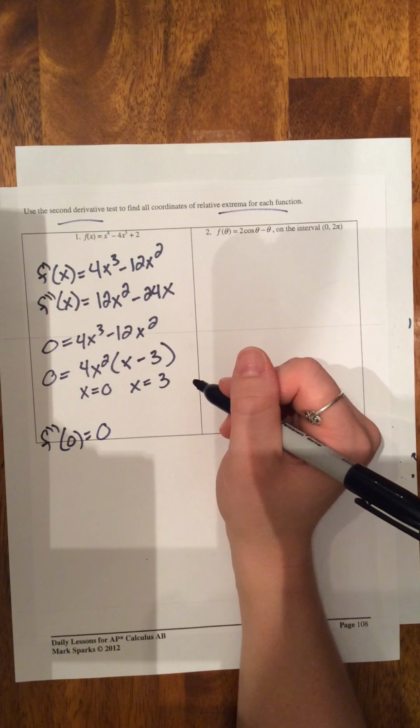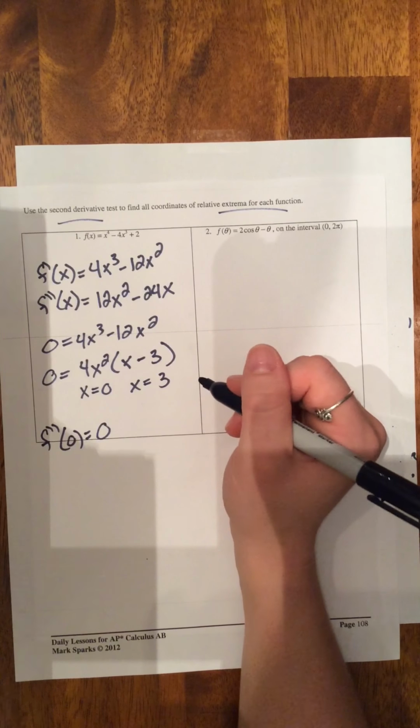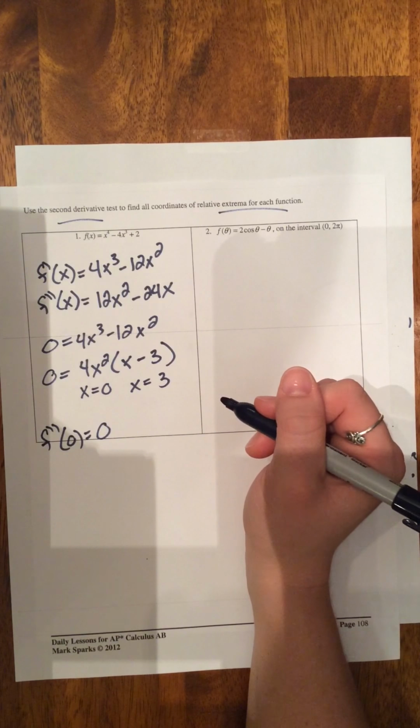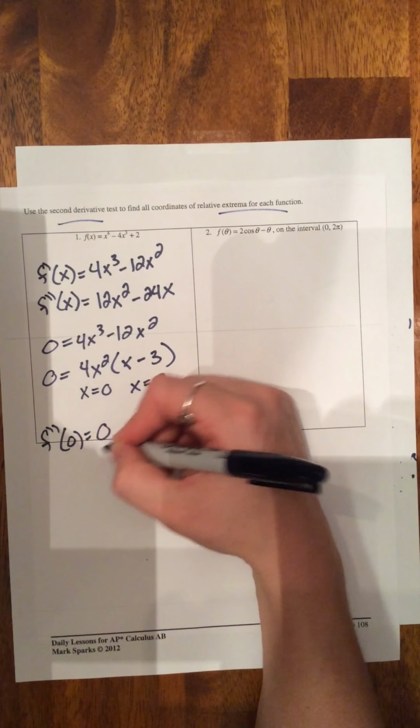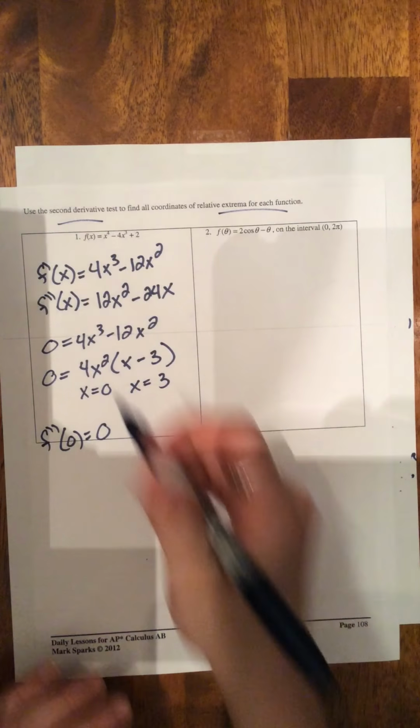So, sorry, I was looking on the wrong page for a second. There we go. So here, nothing is going on because f double prime is 0. So it's not greater than 0, it's not less than 0, it's equal to 0. So that's about all I can go.